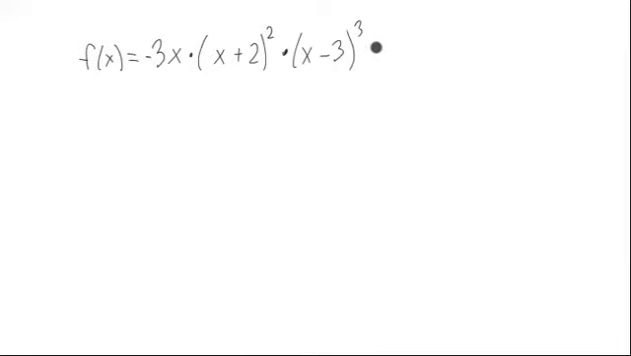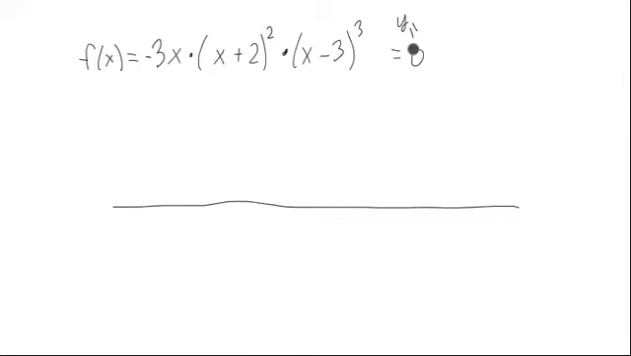Let's notice when the output of this function is equal to 0. That's the same thing as saying the y value, which is the output, is equal to 0. So on the graph, we'll have a few points which will be where y is 0, which is precisely the x-axis. So what x values make this 0?